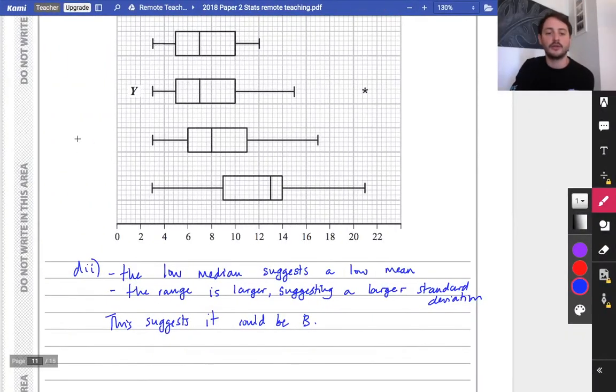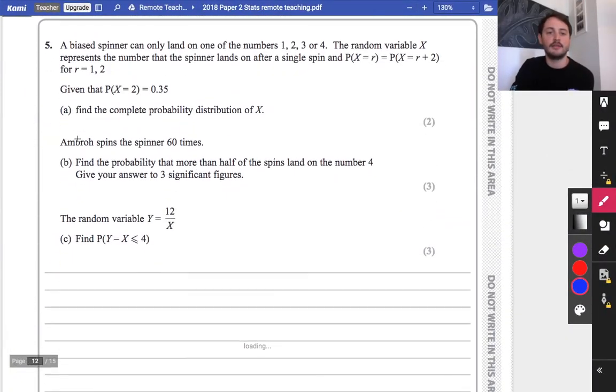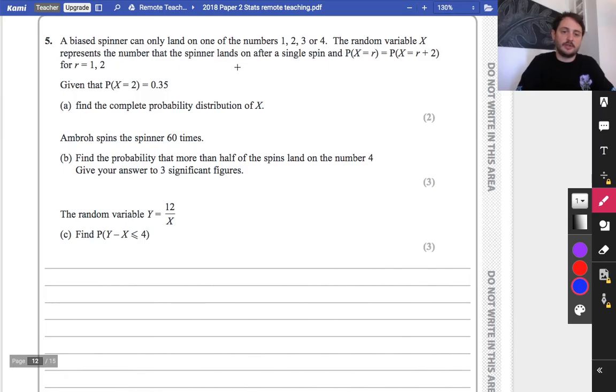Okay, last question, we're nearly there, is a probability distribution question. So it says a biased spinner can only land on the numbers 1, 2, 3, or 4. The random variable x represents the number that the spinner lands on after a single spin. The probability that x is equal to r is equal to the probability that x is equal to r plus 2 for r equals 1 and 2.